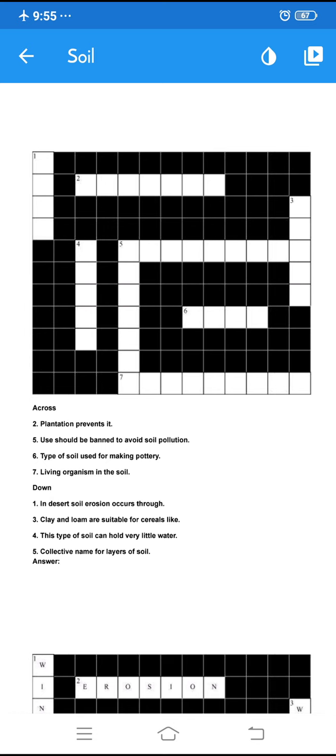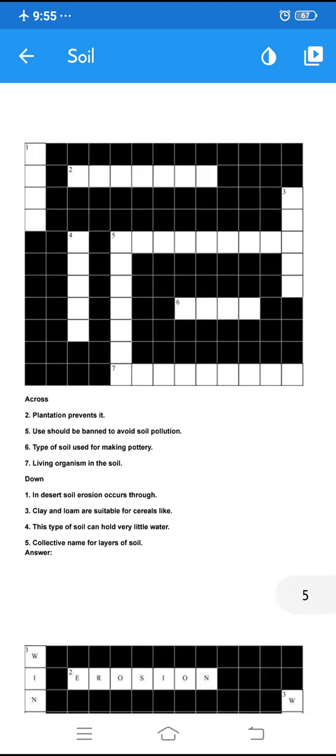Definitely check out the number of squares over there, from left to right. So that is earthworm. Earthworm is the living organism which is found in the soil. It eats soil and removes it from its back. That would be used as a fertile soil. So now the across is completed.